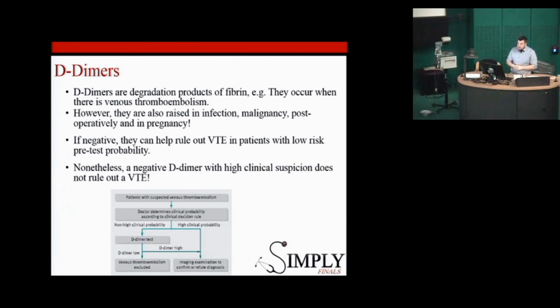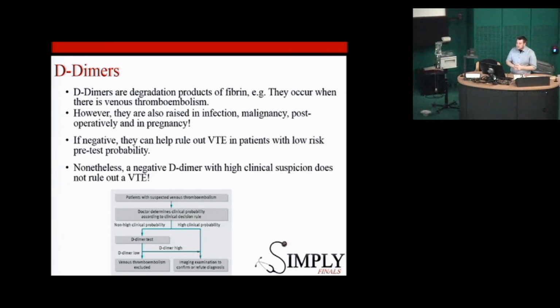What they can do, if they're negative with a low suspicion of a DVT or PE, is be kind of comforting. So if the clinical judgment is that it's not likely to be a DVT and the D-dimers are negative, then you can be quite safe in saying that that isn't a DVT. What is the scoring system we use for DVT and PE? Wells score, yeah. So definitely know your Wells score. I haven't put it up, but it's not that hard to learn.